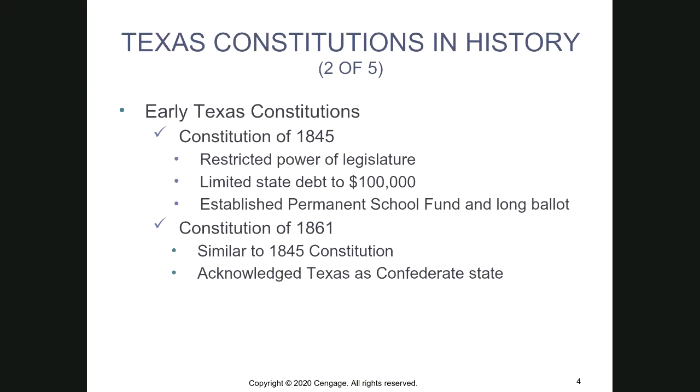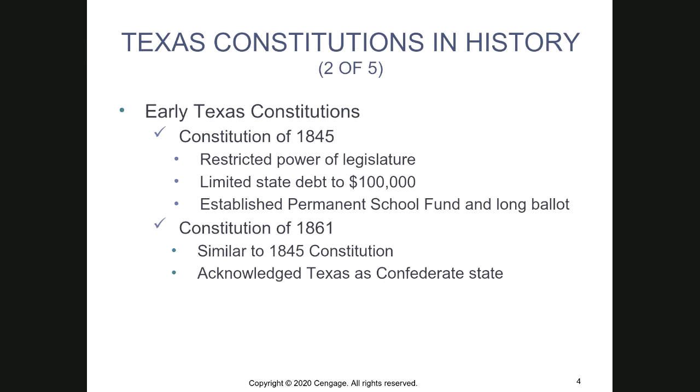We also went in and limited state debt to $100,000. You're going to see limitations on state debt in Texas to this day. It's one of the things that we're actually well known for in a positive way. We have a very balanced, good economy here in the state of Texas. And we also established the permanent school fund as well as the long ballot.